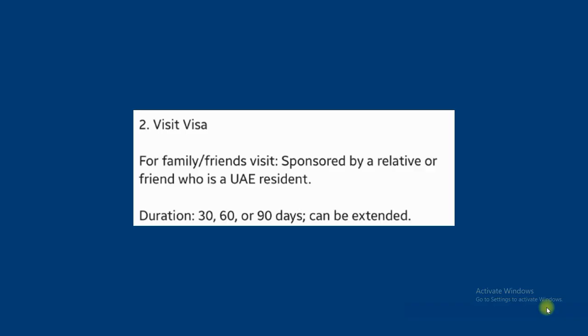Next one is visit visa for family or friends visit, sponsored by a relative or friend who is a UAE resident. This visit visa has a duration of 30 days, 60 days or 90 days and it can be extended based on necessity. You can extend this visa. Most of the time, job seekers will use this visit visa, where you need to have your relative or friend who must be a UAE resident in order to get a visit visa.